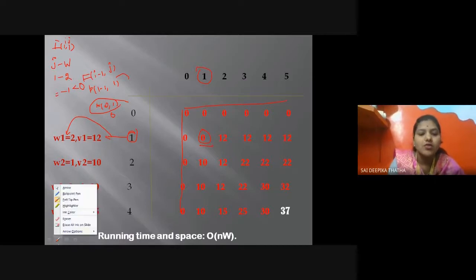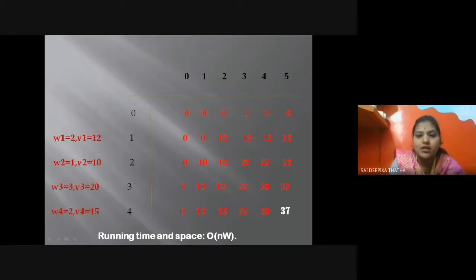Now I am going to solve the next one, which is the same row, and the j value is going to change. That is nothing but 2. So I am going to find the function f of 1 comma 2. So next we will substitute in j minus w.